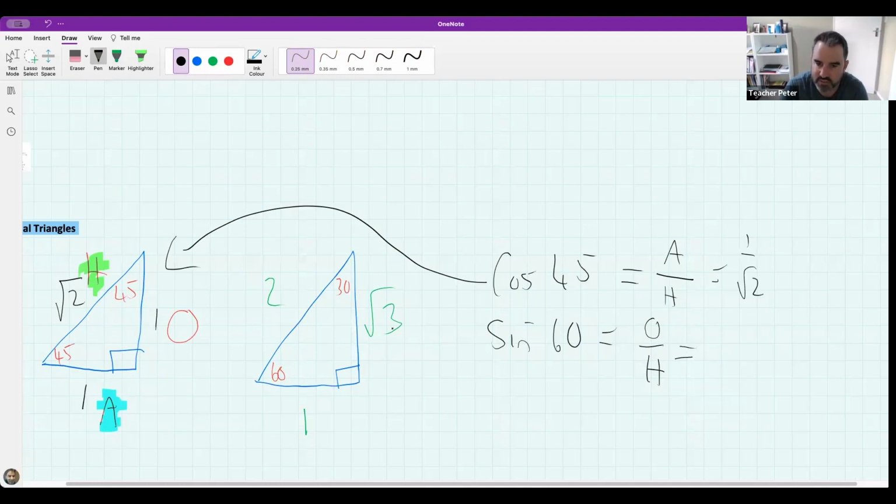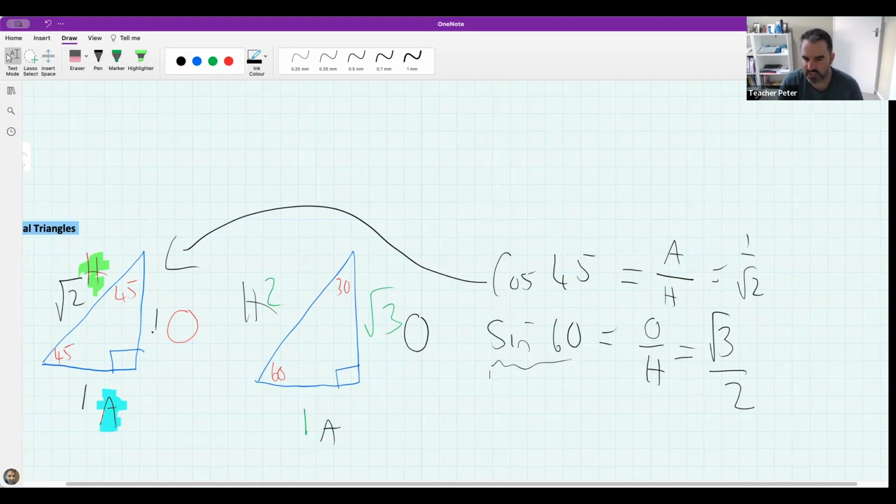And then the sine of 60, well, here's 60, so that would be O, that would be H, that would be A. The sine of 60 must be root 3 over 2. And so that's how we can evaluate this without using a calculator. But you need to memorize these triangles.